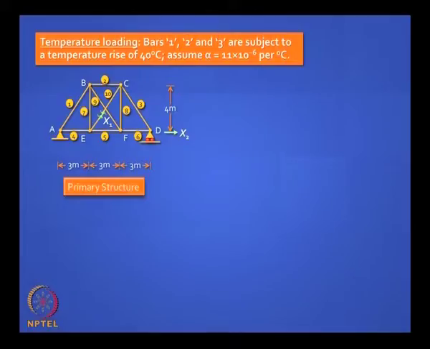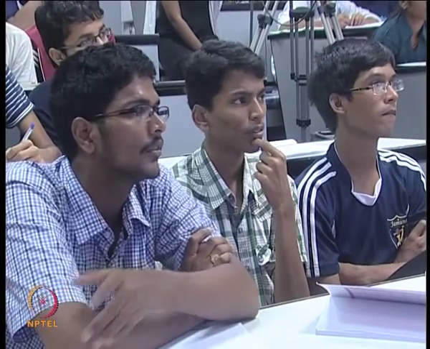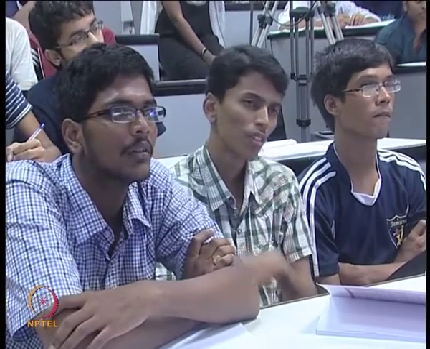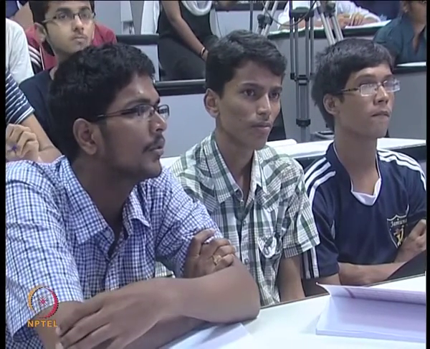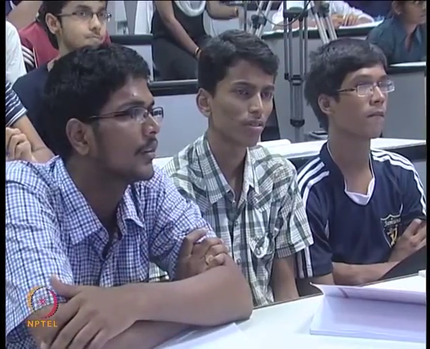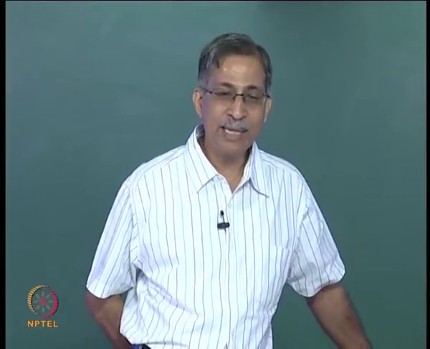The elongation caused due to temperature, you have to figure out in the primary structure. So you agree your right hand side D1 and D2 are 0. How will you get delta D1L and delta D2L? Delta D2L is 0. Delta D1L is caused due to this. Why do you say delta D2L is 0? You are right. It doesn't move. It does not move for what reason? How do you get delta D1L?